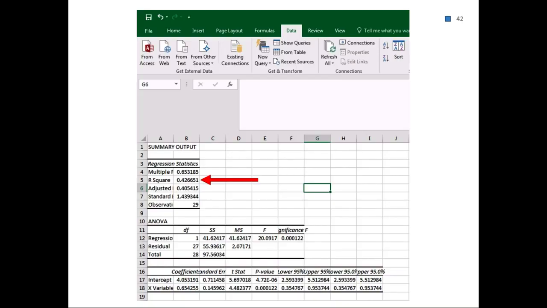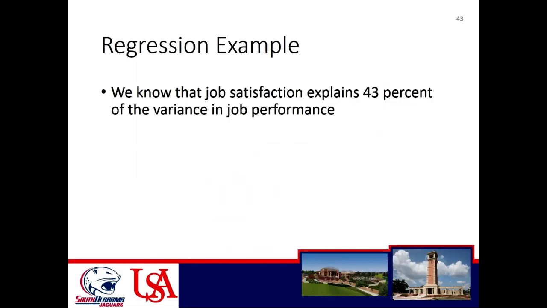And then the very last thing I want you to pay attention to is the r squared, which is provided up there where it's highlighted. So our r squared is 0.427 if we round, or it's 0.43 if we round to two significant figures. So we would say our r squared value is 0.43. From this, we would know that job satisfaction explains 43% of the variance in job performance.